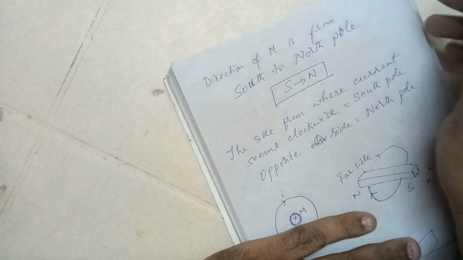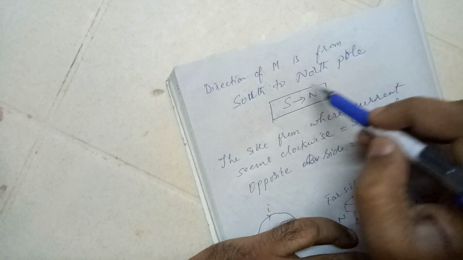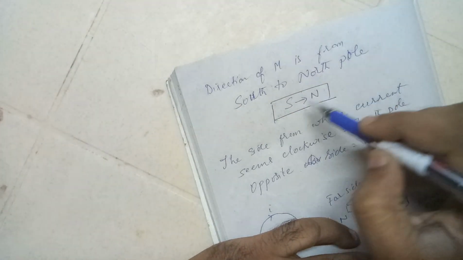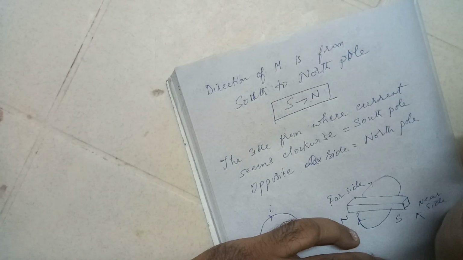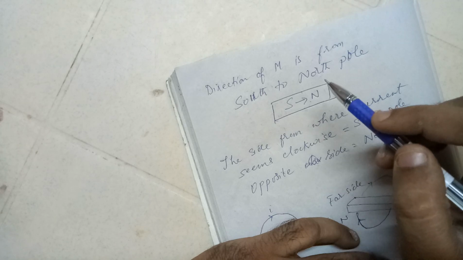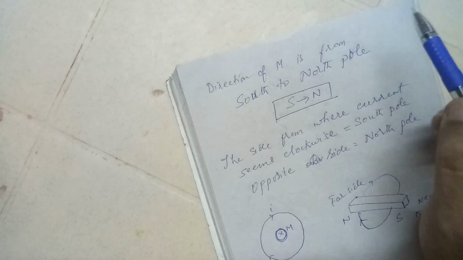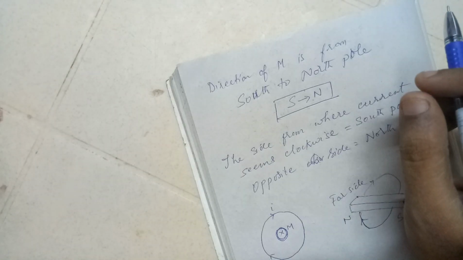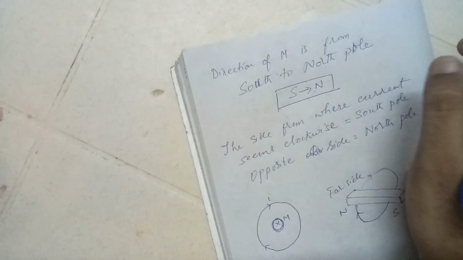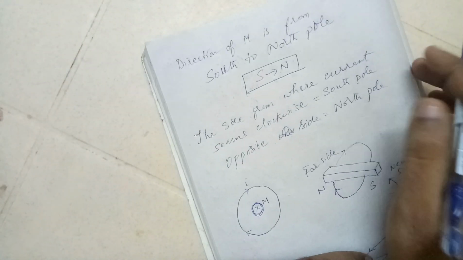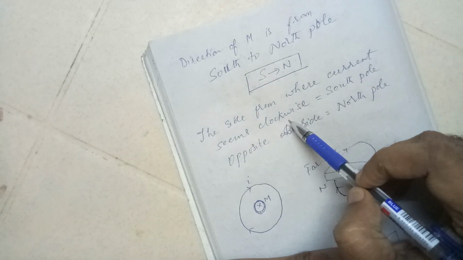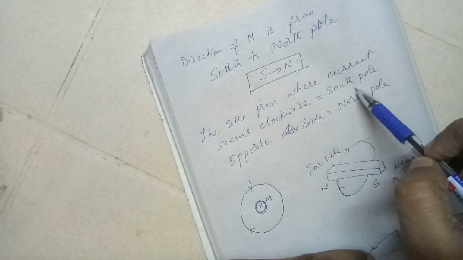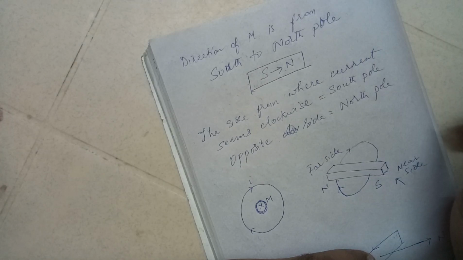We always say that the direction of M is from south to north pole. It is S to N. This is the direction of M, and the magnitude can be obtained as told earlier. So we need to decide which side is the south and which side is the north. The sign convention we follow for a current carrying loop is that the side from where the current seems clockwise is called the south pole, and the opposite side is called the north pole.